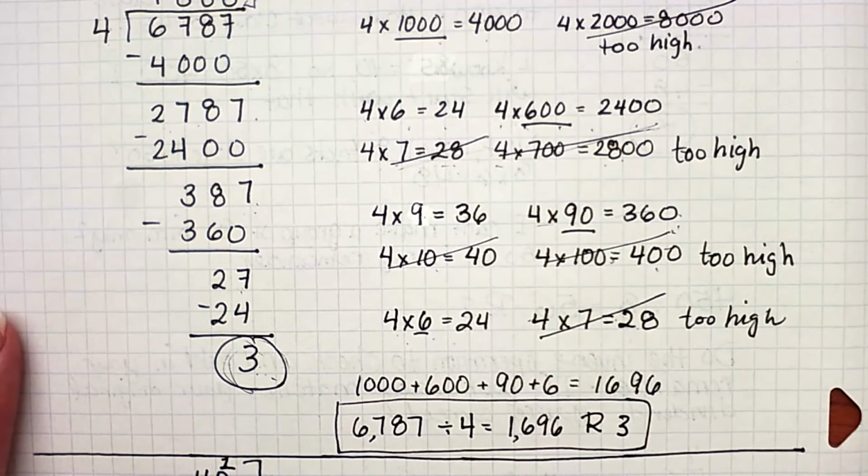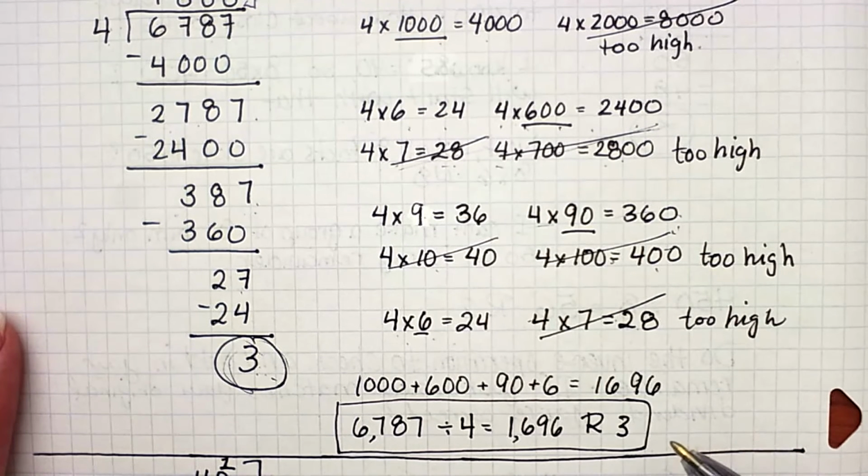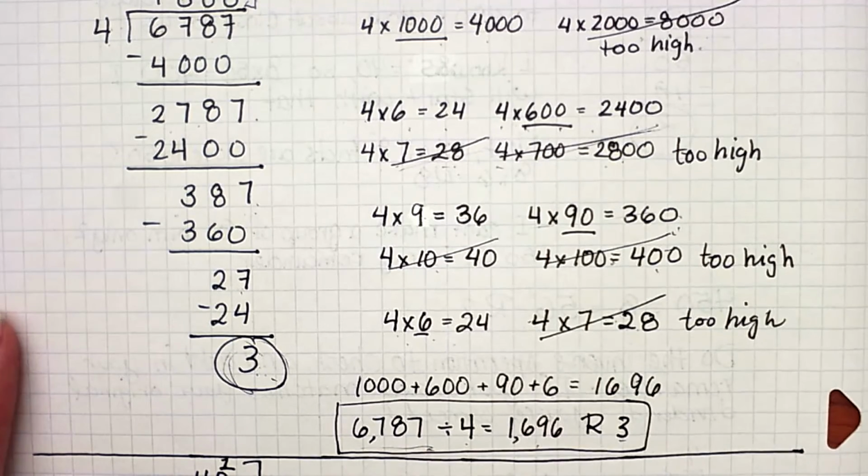Now again, you can do the inverse operation and multiply 1,696 times 4. And once you find your answer, you add 3 to that answer. If you get to 6,787, you know that your work is correct.